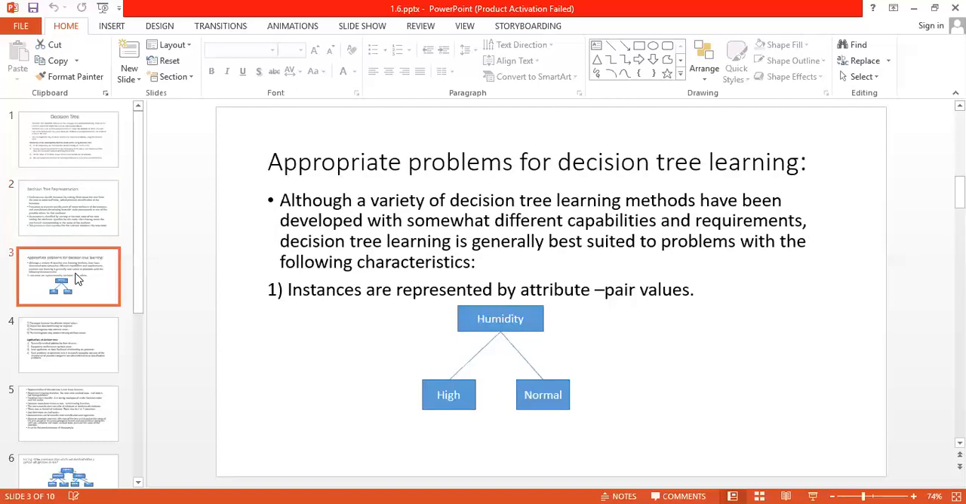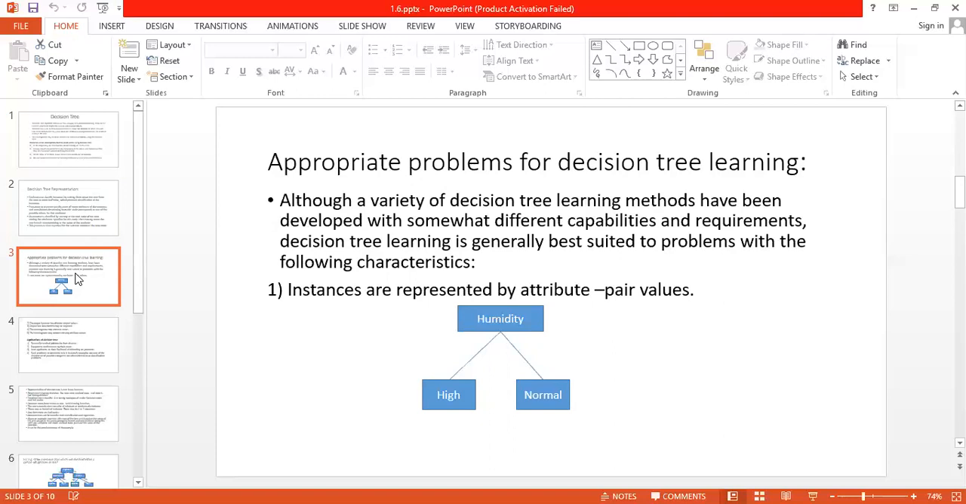Appropriate problems for decision tree learning. Although a variety of decision tree learning methods have been developed with somewhat different capabilities and requirements, decision tree learning is generally best suited to problems with the following characteristics.